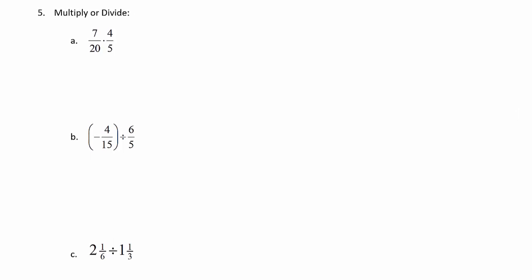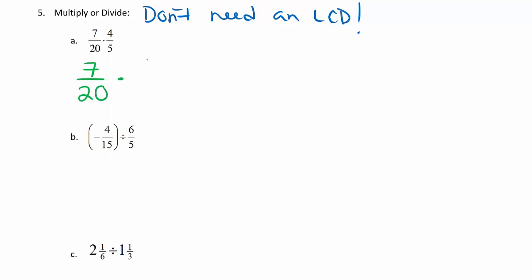So to add or subtract, you need a least common denominator, but if you're going to multiply or divide, you don't need an LCD. In fact, to multiply or divide, you actually just multiply straight across and then reduce. However, I think it's much easier if you actually reduce before you multiply. You'll have smaller numbers to work with.